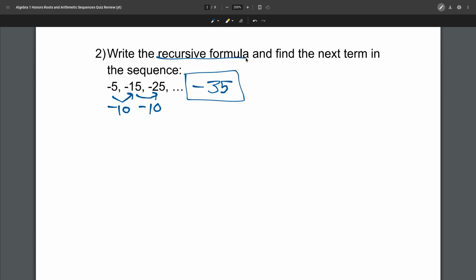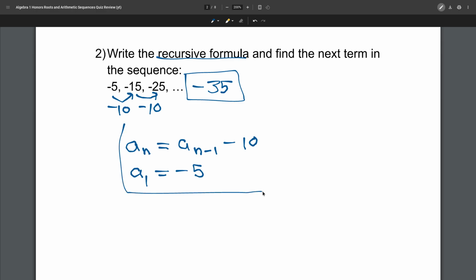We also want the recursive formula. So I'm going to say a sub n equals a sub n minus 1, and we're taking off 10, so we're going to have minus 10 here. Also, if I'm being helpful, I'll indicate the first term. I'll say a sub 1 equals negative 5. Okay, so that's the first part, the recursive formula. Okay, let's keep going.